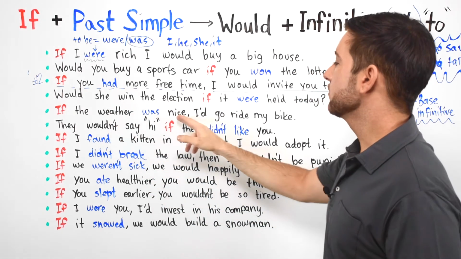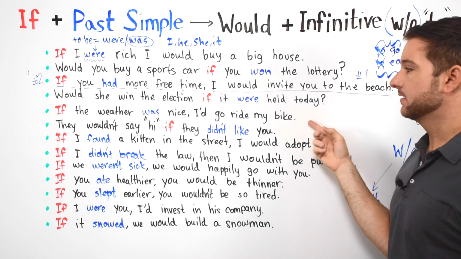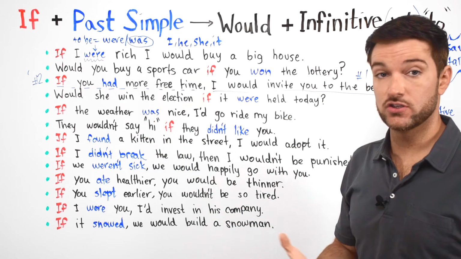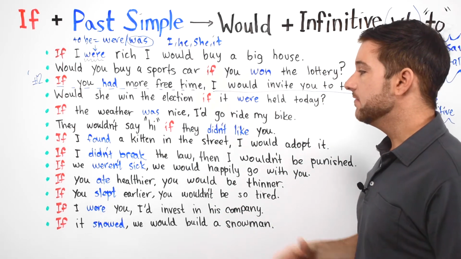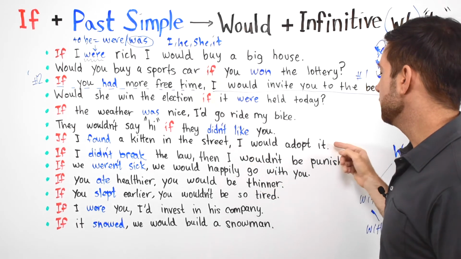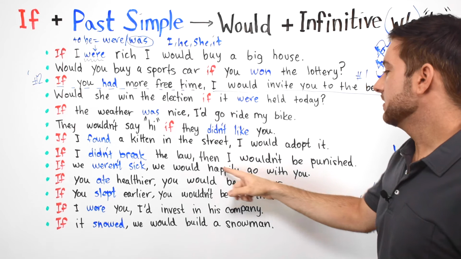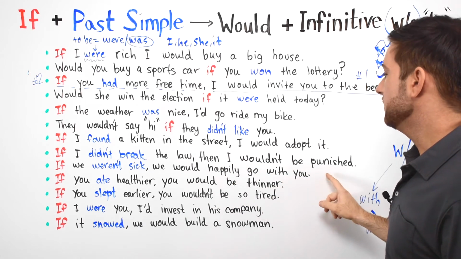Next, if the weather was nice, I'd go ride my bike. Okay, or you could say sometimes, if the weather were nice, I'd go ride my bike. So you could say both. If I found a kitten in the street, I would adopt it. Okay. If I didn't break the law, then I wouldn't be punished.